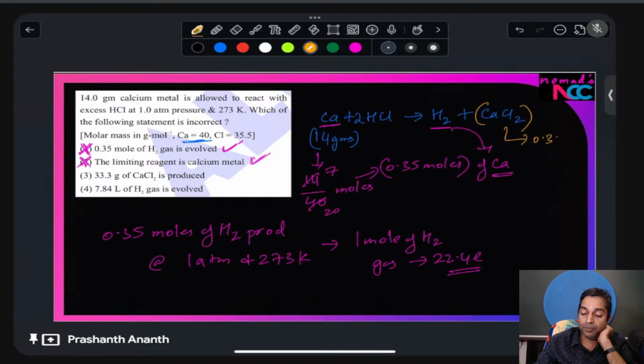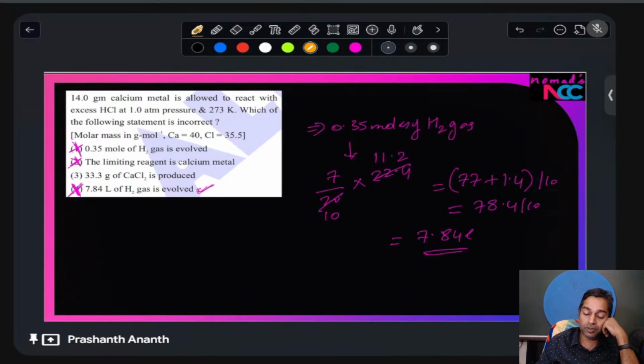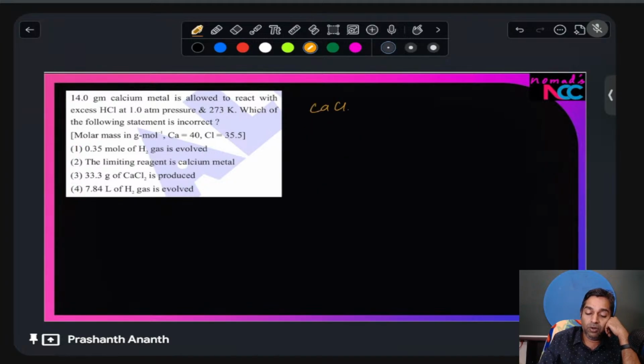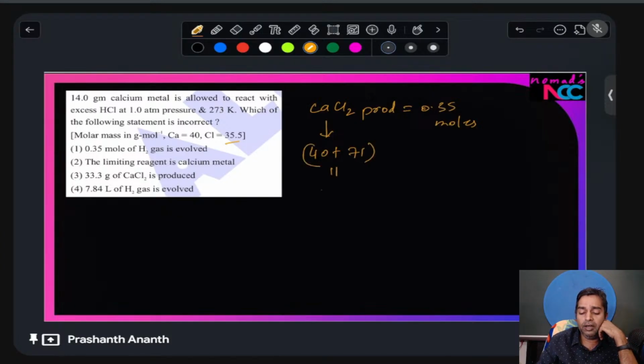So we're going to have this as 0.35 moles also, according to the stoichiometry here. If this is 0.35 moles, we can effectively say that calcium chloride produced is equal to 0.35 moles, which means we can now calculate how many grams that is supposed to be. Calcium chloride molecular mass is going to be 40 plus 35.5 into 2, which is 71. So it's working out as 111. Yeah, correct, 111. So we're going to have 0.35 into 111.